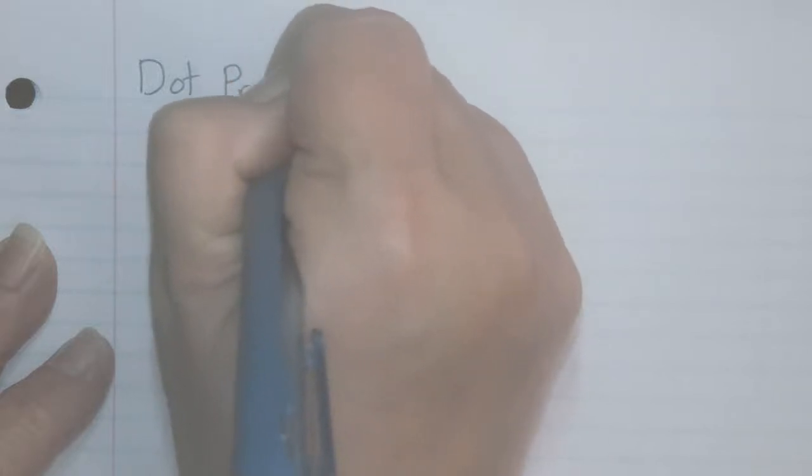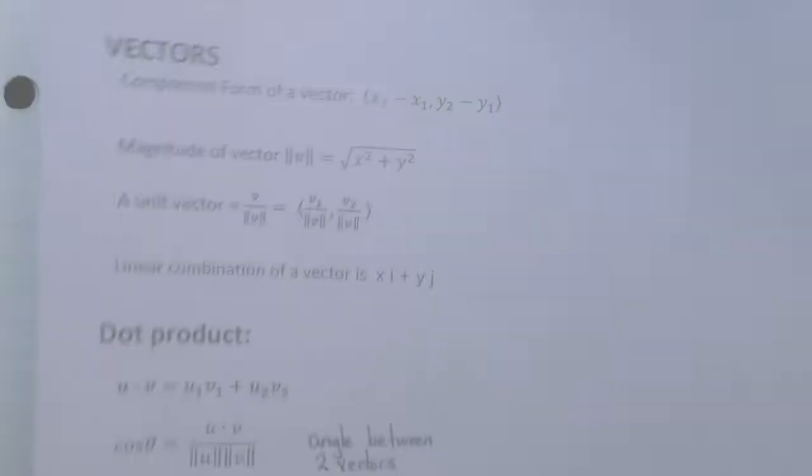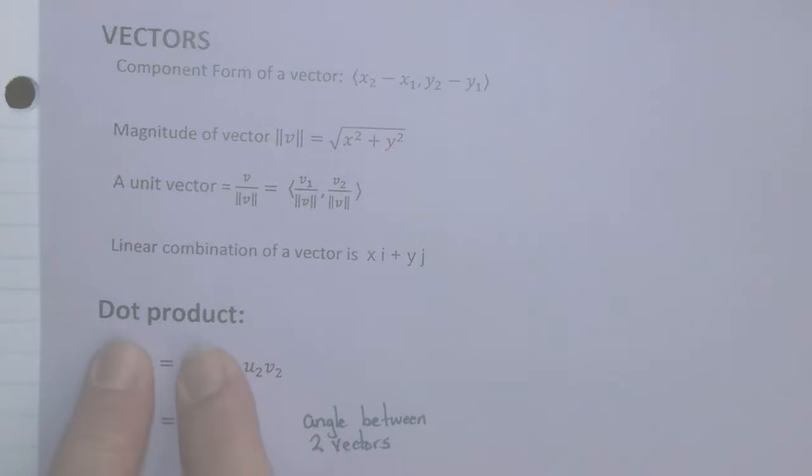Alright, so we're continuing. This is our day 2 on vectors, and we're going to start with a vector operation called the dot product. So on your purple sheet, you will see that you have dot product written here. Okay, so you don't have to memorize this formula, but you do have to understand it.